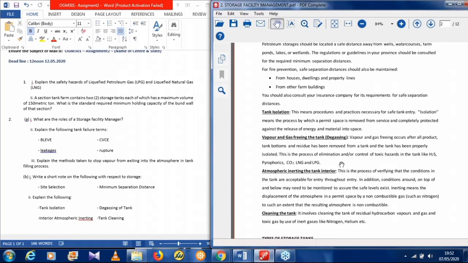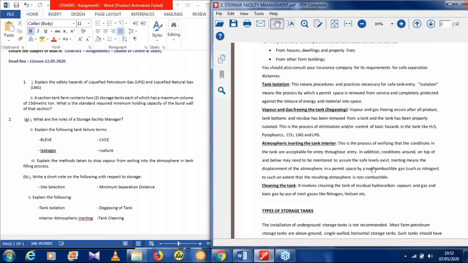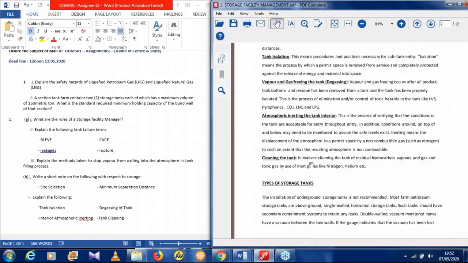All right? So it will help eliminate all toxic hazards in the tank, like the H2. Some of them will even have poisonous gases like H2S or even pyrofluorides. Those are very poisonous gases too. Or carbon monoxide, the rest of them.